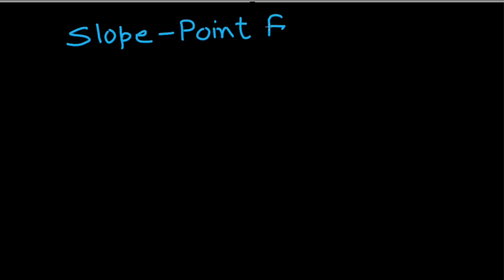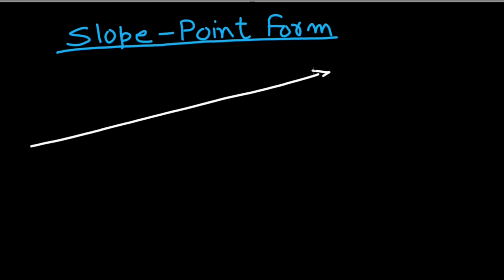Slope point form is a form of equation of a straight line which is used to find the equation of a line when its slope m is known and one point on the line A(x1, y1) is known.